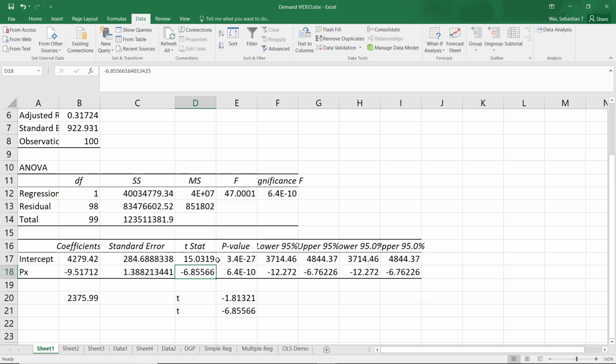That is how we do a hypothesis test using a regression. In the next video, we're going to move on to some nonlinear functional forms.